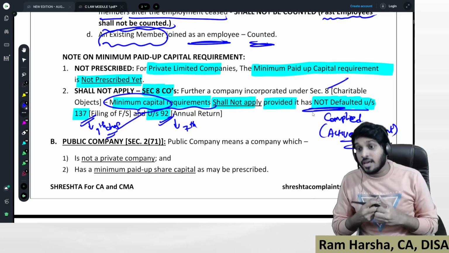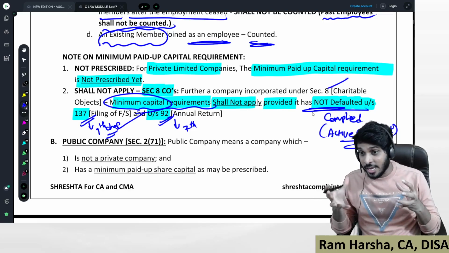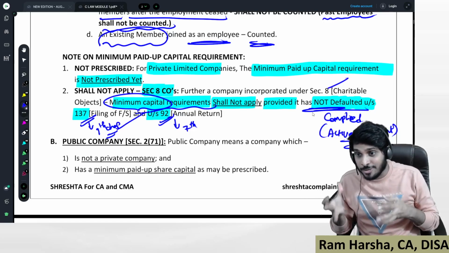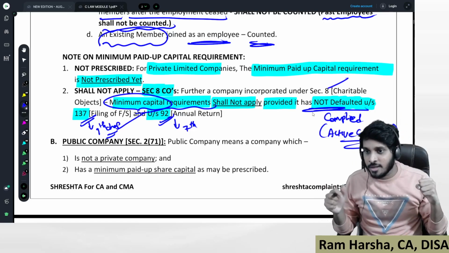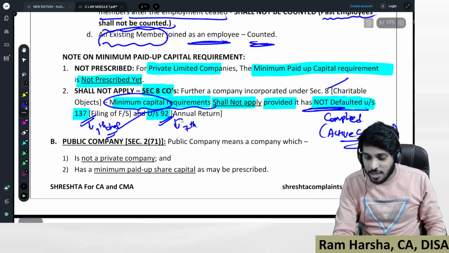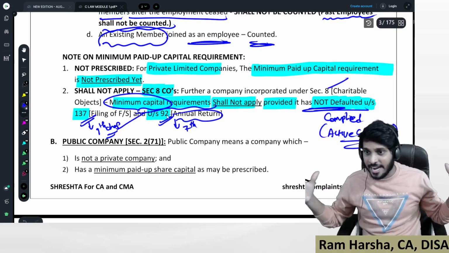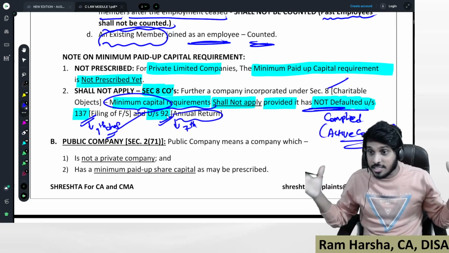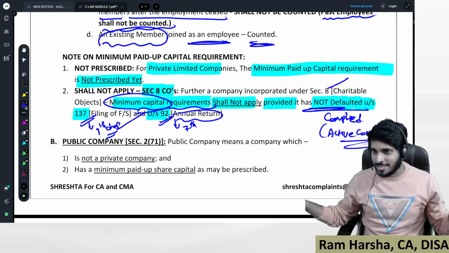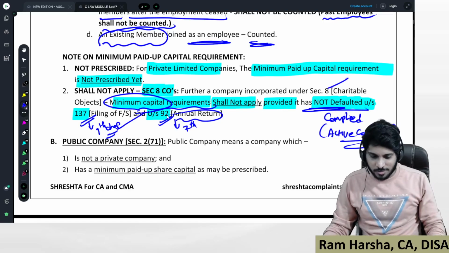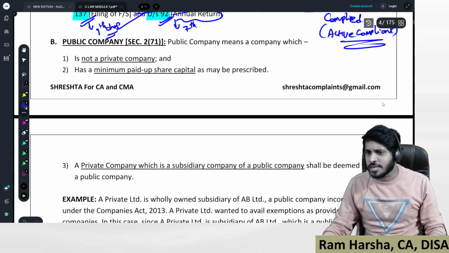Every year, every company shall file their financial statements plus audit report with ROC, Ministry of Corporate Affairs. And they have to file an annual return, a summary of the year-end data, the entire year's data summary. So if you're regularly filing, you are exempted, otherwise you are counted. That's it.